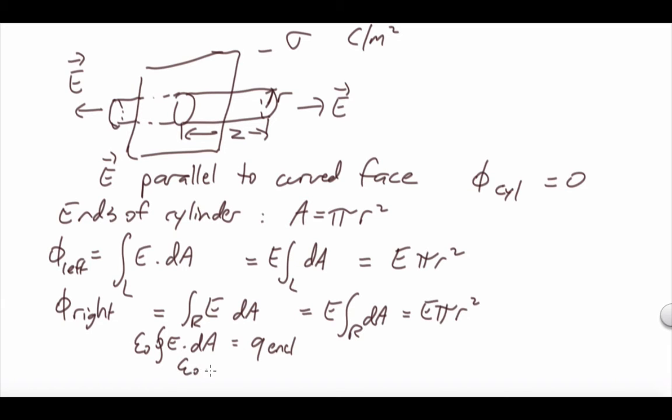And so now we've added what this is. We have epsilon naught times the flux out of the left plus the flux out of the right, and there's nothing out of the curved face, and that is the enclosed charge, which is going to be sigma times pi r squared, because we're only looking at the little bit of that sheet of charge that is inside the cylinder. And so we end up with, and I think we'll have to go over the page for this.